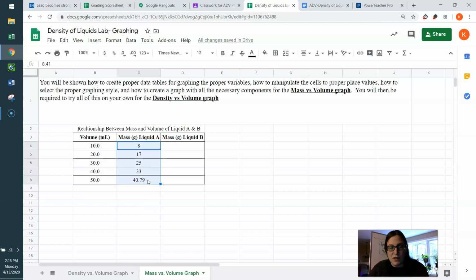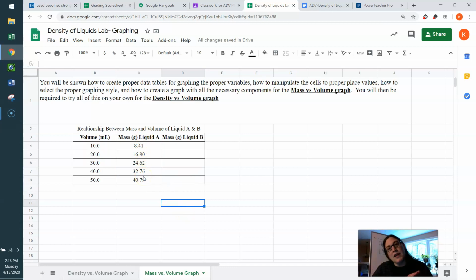And again, I want them all to be out there. So I'm going to highlight the whole column. I'm going to go up here to this increase decimal place, and I'm going to increase it twice. And so those numbers should show back up again. So that was for liquid A.